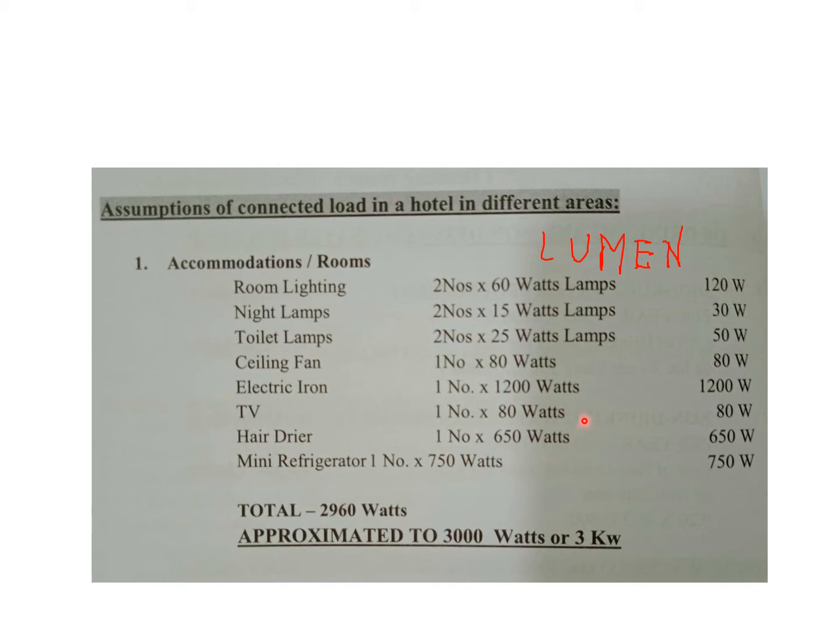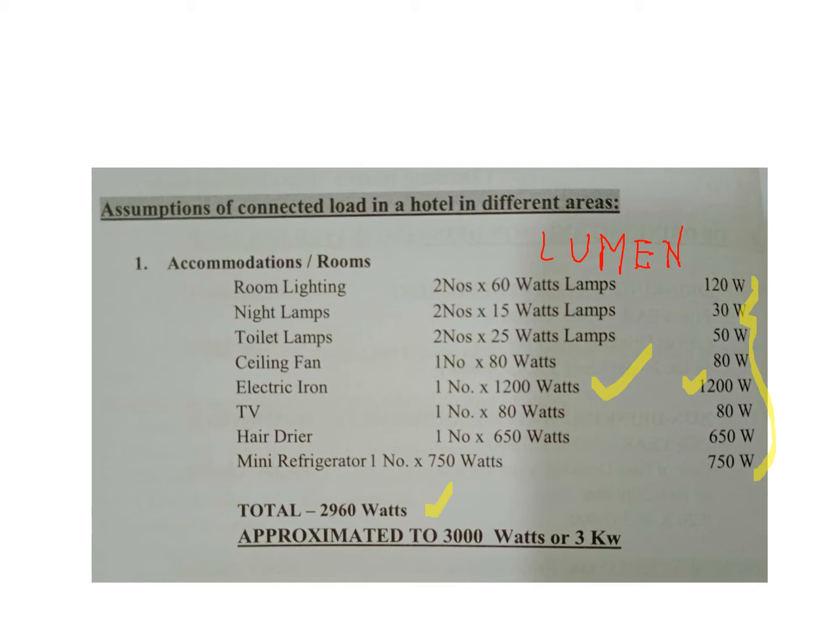This is a very nice example to look at all of this. The sum of all of this is roughly about 3 kilowatts. 2960 is what the calculation gives. It is the sum of all of these together. But how long do you think a guest is going to use the iron, at 1200 watts? I don't think it is used for long. It's more a part of the connected load.